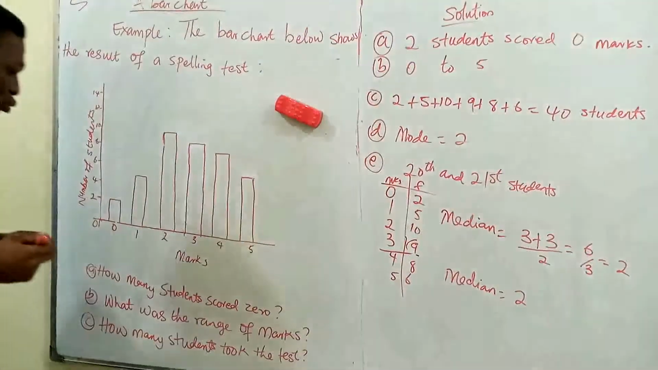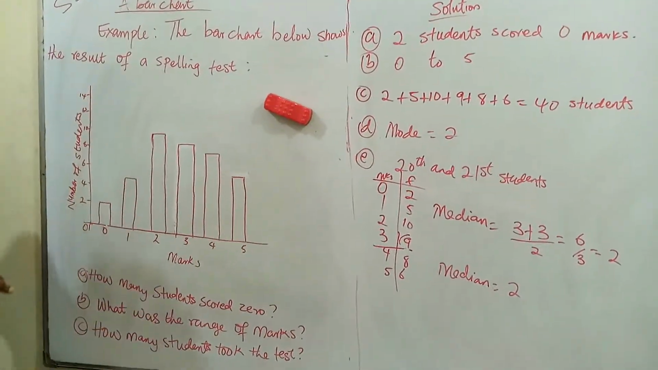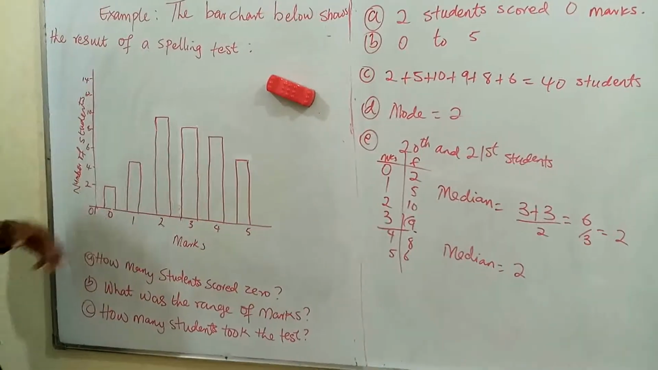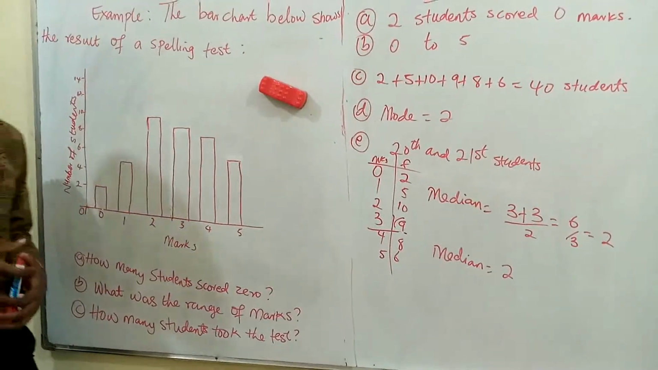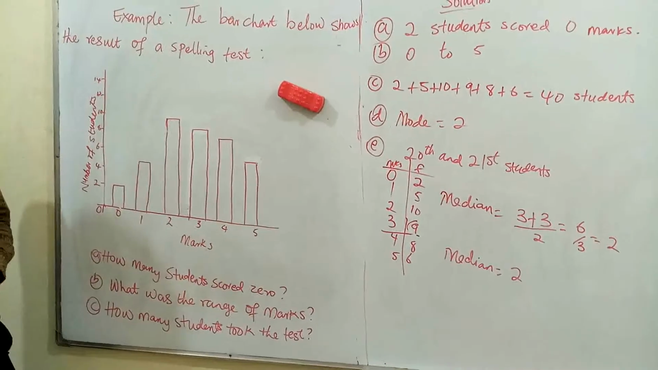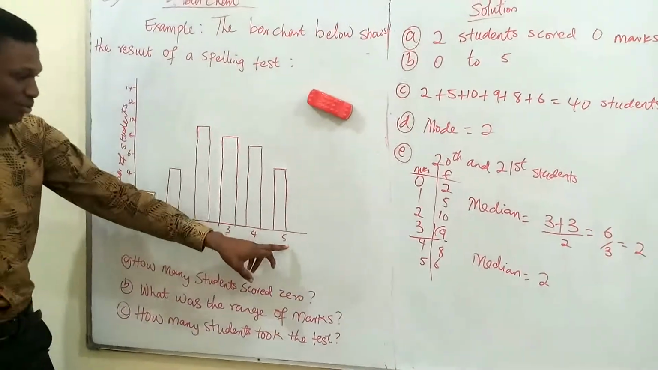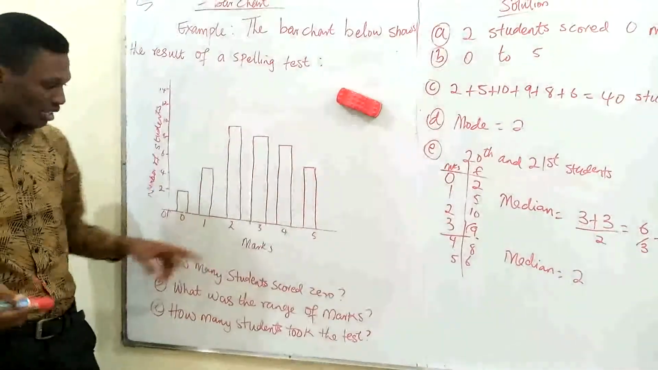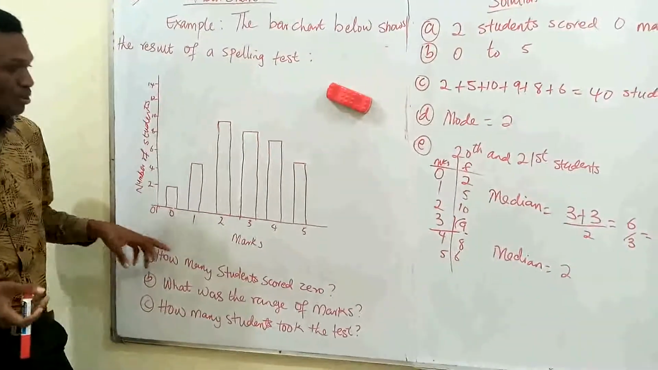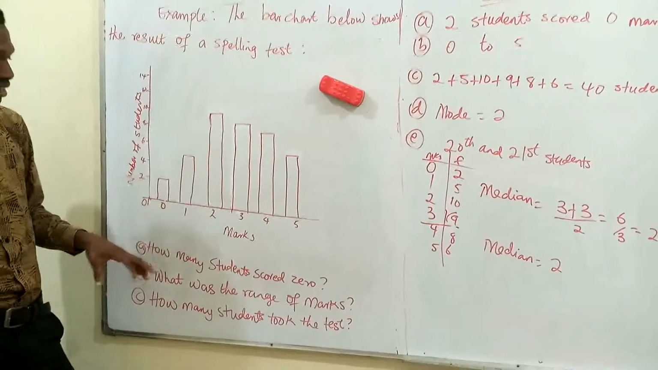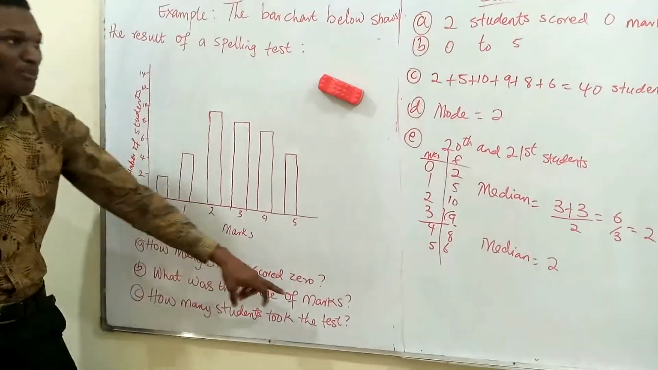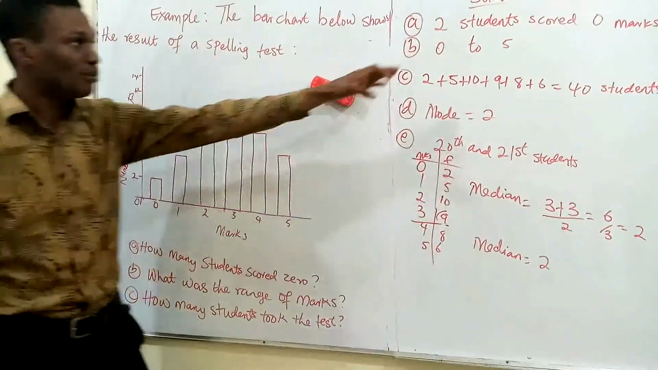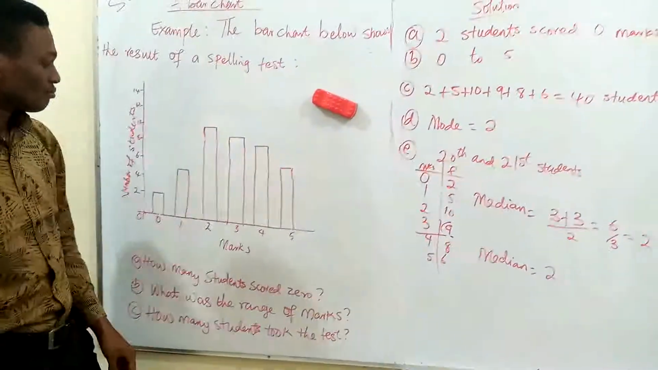The next question, what was the range of marks? We said that range refers to the difference between the highest value and the smallest value. The highest mark is 5 and the lowest is 0. So 5 minus 0 is 5, that's the range. So we can say that our range of marks is from 0 to 5 marks.